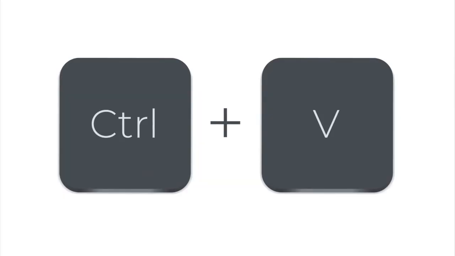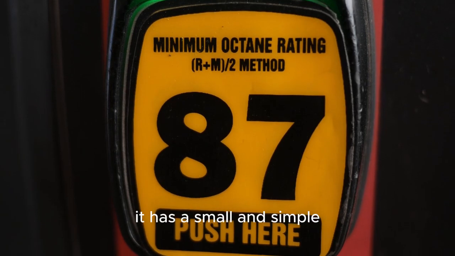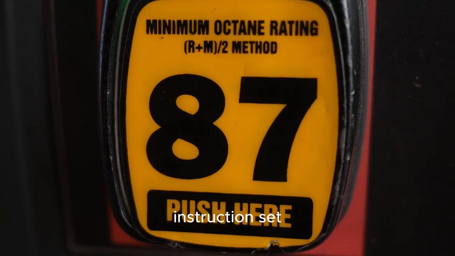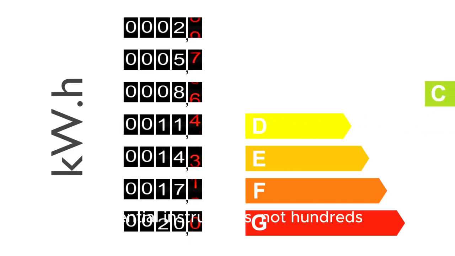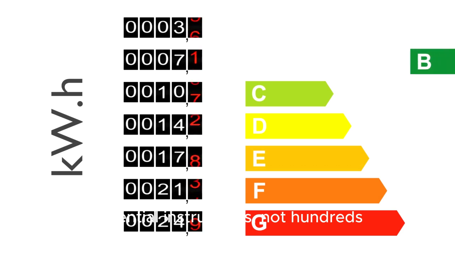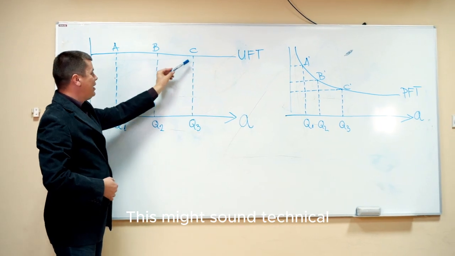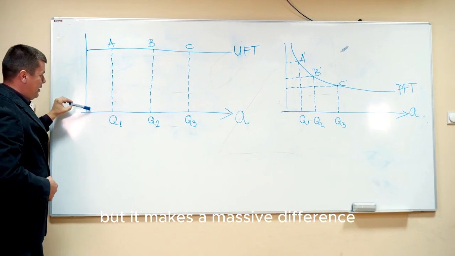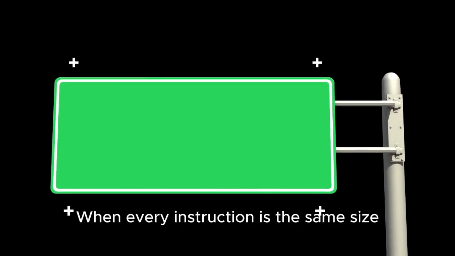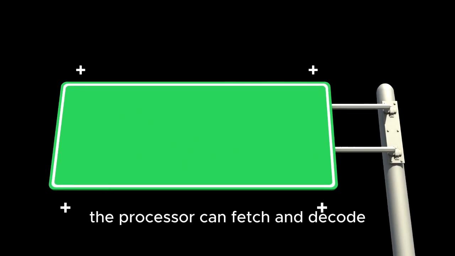So what are the core characteristics that define a RISC processor? First, as the name suggests, it has a small and simple instruction set. We're talking about a few dozen essential instructions, not hundreds. Second, all these instructions have a fixed length, usually 32 bits. This might sound technical, but it makes a massive difference. When every instruction is the same size, the processor can fetch and decode them much more quickly and efficiently, without having to figure out where one instruction ends and the next one begins.